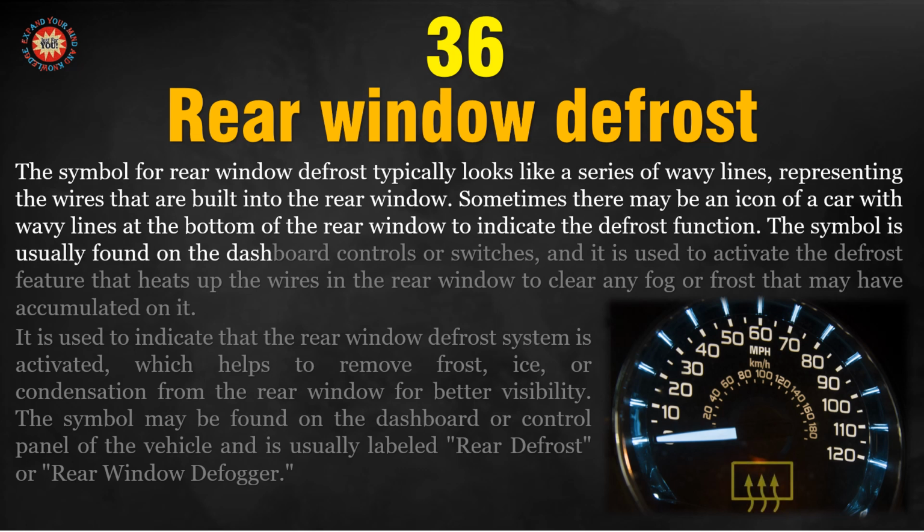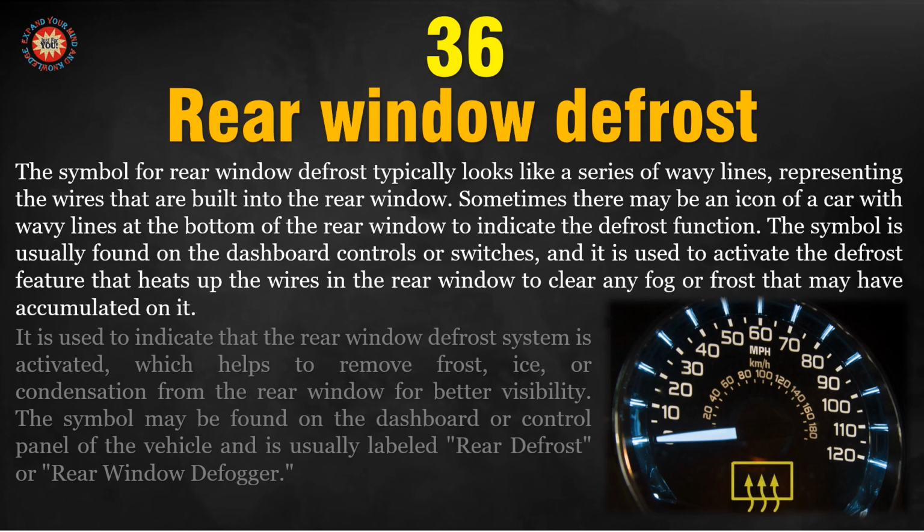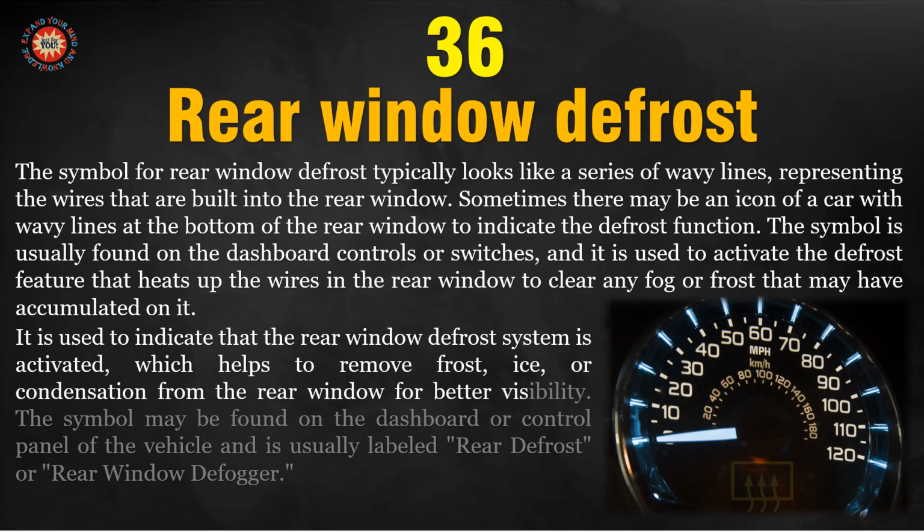The symbol is usually found on the dashboard controls or switches, and it is used to activate the defrost feature that heats up the wires in the rear window to clear any fog or frost that may have accumulated on it. It is used to indicate that the rear window defrost system is activated, which helps to remove frost, ice, or condensation from the rear window for better visibility. The symbol may be found on the dashboard or control panel of the vehicle and is usually labeled rear defrost or rear window defogger.